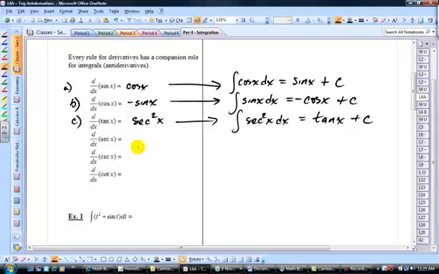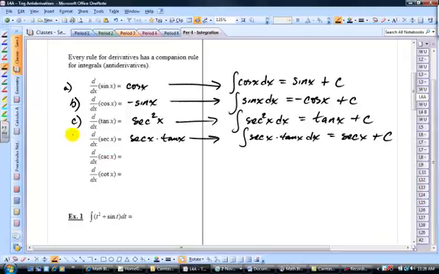Now, this is the one that you were thinking of right here. The derivative of secant x is what? Secant x tangent x. So if we find the antiderivative or the integral of secant x times tangent x dx, we're looking for a function whose derivative is secant x tangent x, and that happens to be what? Secant x plus C. So like I said, and I'll keep repeating that, if you know your derivatives really well, the integration isn't too bad because it's just the inverse operation.